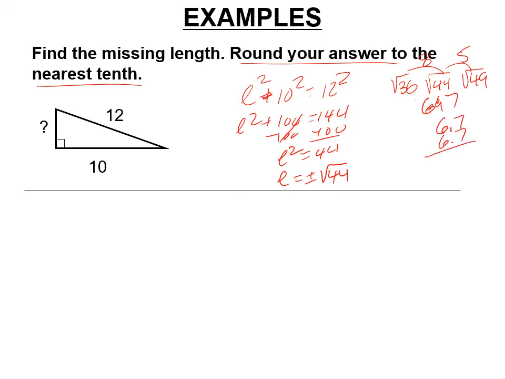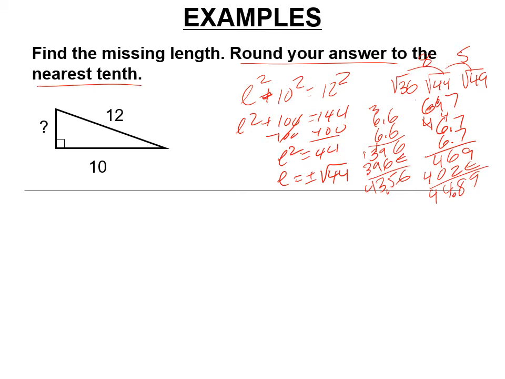Let's check 6.7 out. 7 times 7 is 49. 7 times 6 is 42. 6 times 6 is 36. I'm getting 44.89. That's a little high. Should I check 6.6? All right, we'll check 6.6. 6 times 6 is 36, and so on. I'm getting 43.56. Oh, 6.6 was slightly closer. So it's approximately 6.6.